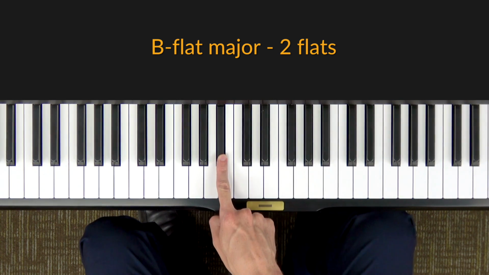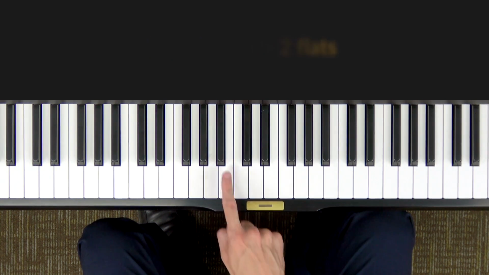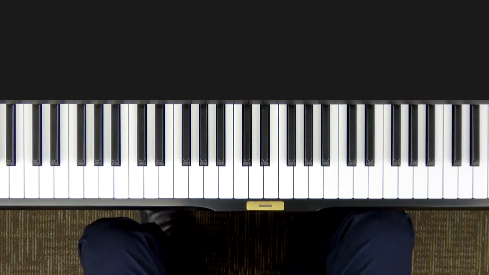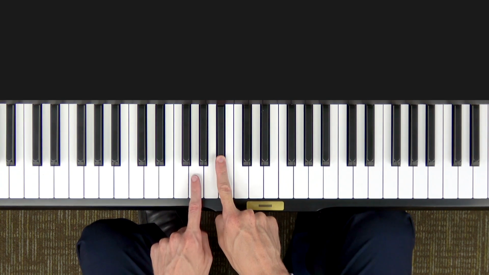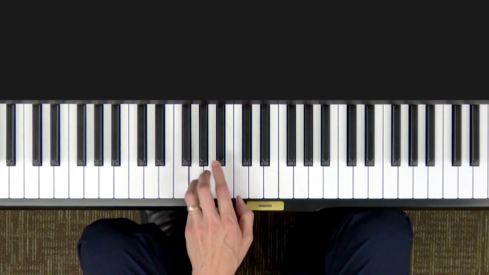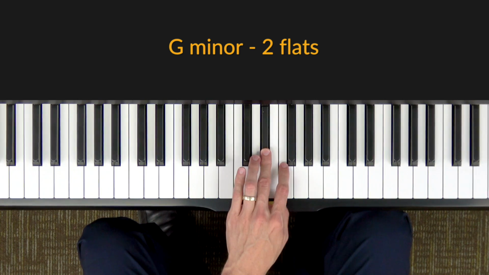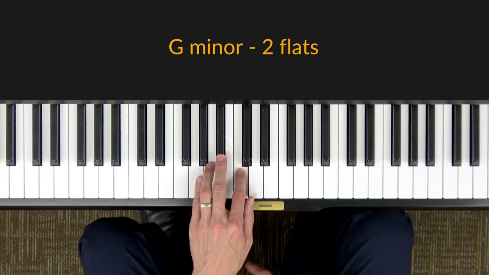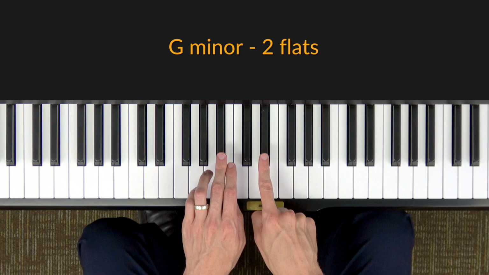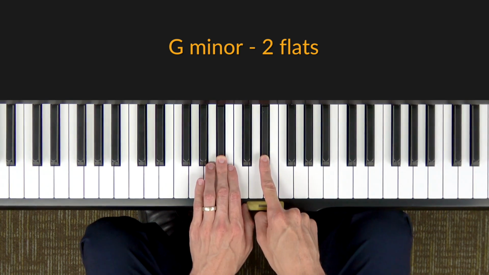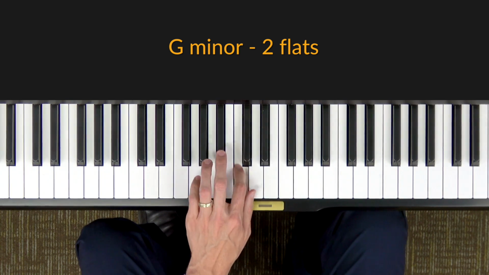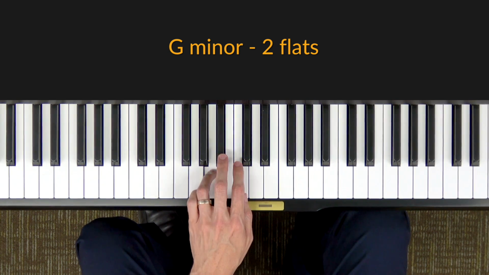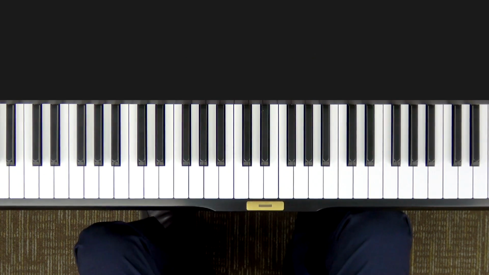If we go a skip below B flat, that will give us our minor key. Where's a skip below B flat? If you go the skip of a third down, we land on G. So G minor also has 2 flats. It's the same 2 flats. That's what makes them relatives. So G minor is next on our ladder of fourths.